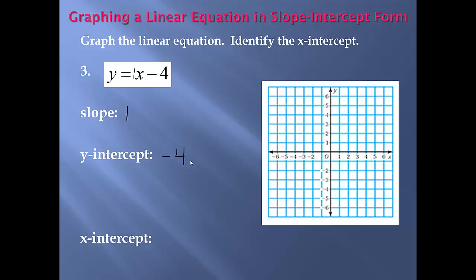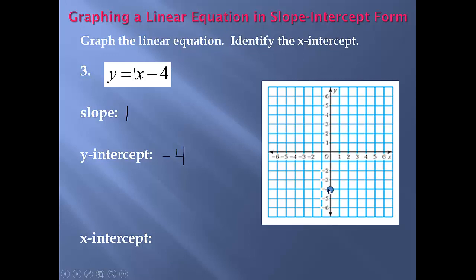Now we can graph the equation. We can go ahead and graph the y-intercept. The y-intercept is where this equation would cross the y-axis, and that would be at negative 4. So our ordered pair would be 0, negative 4. So we went ahead and graphed 0, negative 4.